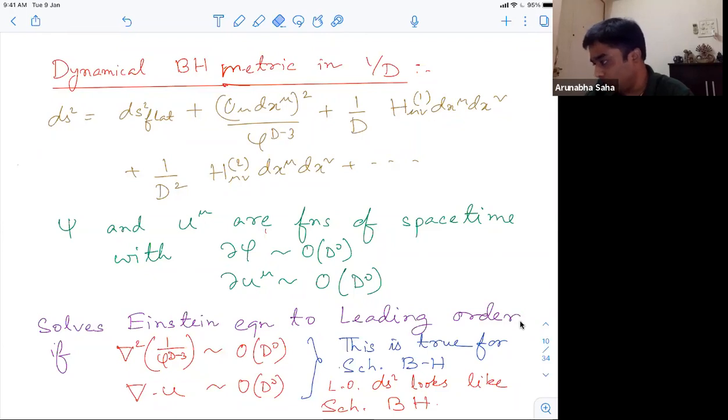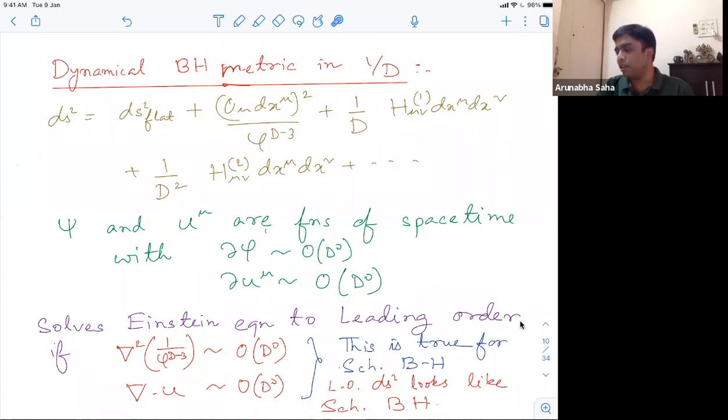If now you elevate this function psi and mu as functions of space-time, with the only constraint being that they are order d^0 derivative, then you find that this metric actually satisfies the Einstein equation to leading order in large D. So, the point of telling all this is that you can exploit the local nature of the space-time, that it resembles Schwarzschild, to actually arrive at an ansatz metric like this.